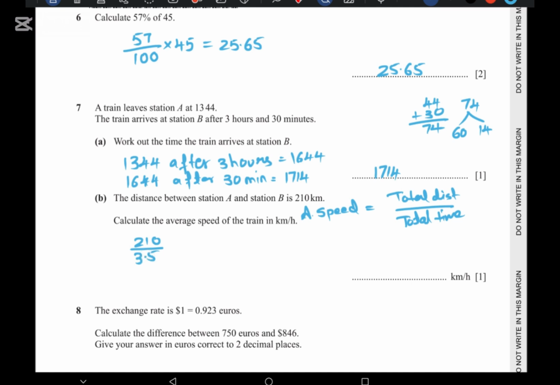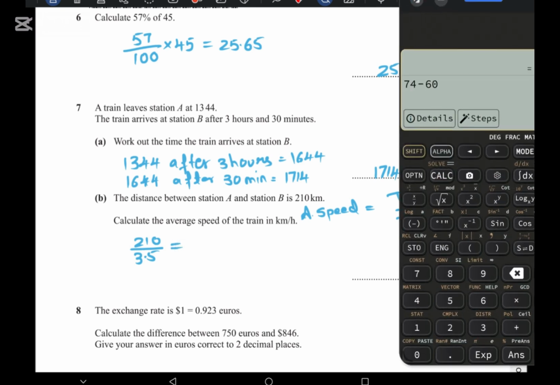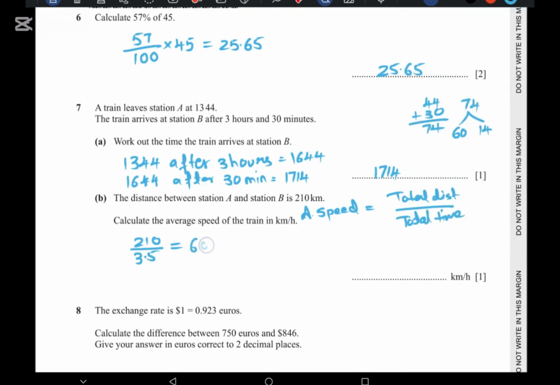You have to try to understand this and memorize these things properly, that when a half is coming, the decimal of half is 0.5. So 3 hours and half an hour will be 3.5 hours. You can find that out using a calculator here. So 210 divided by 3.5, distance by time, is 60. So 60 kilometers per hour will be the speed of the train.